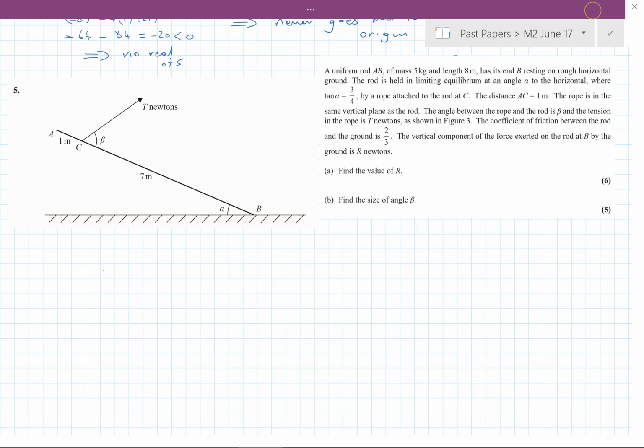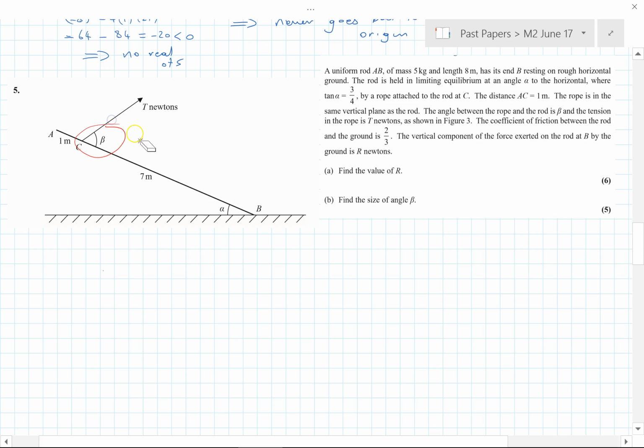Okay, so we're continuing with the June 2017 M2 paper from Pearson's Edexcel. Yeah, there's always a statics question somewhere. This one is fairly typical, I suppose. I suppose one thing to bear in mind is we've got an unknown angle here, and the first bit is to find the value of R.